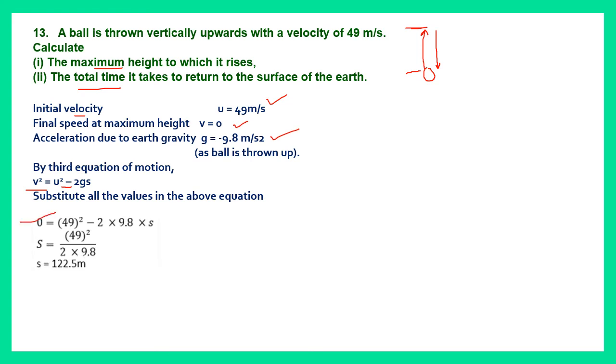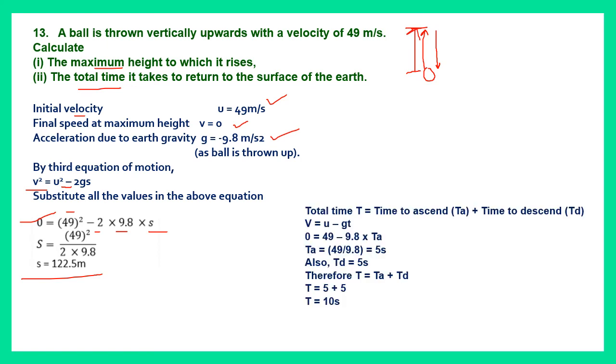0 is equal to 49 square, minus 2, g and s. And from here we will get the answer. S is equal to 122.5 meter. So the ball will travel or cover this much height. Fine. Now come to the next point.